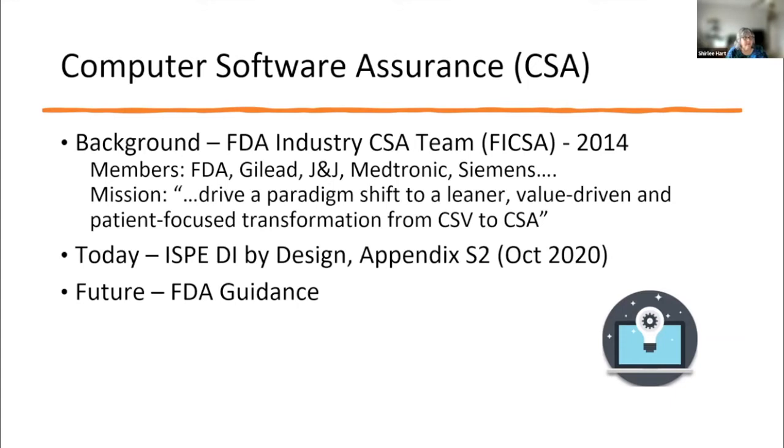Right now, there is the ISPE Data Integrity by Design that talks about CSA in the appendix. They also have a new document that just came out this month, and I have that in a later slide that goes into a little bit more detail on that. They are expecting an FDA guidance document to come out this year, and a lot of people are kind of waiting for that, but there really is no reason to wait. This is here. You should be doing this now.